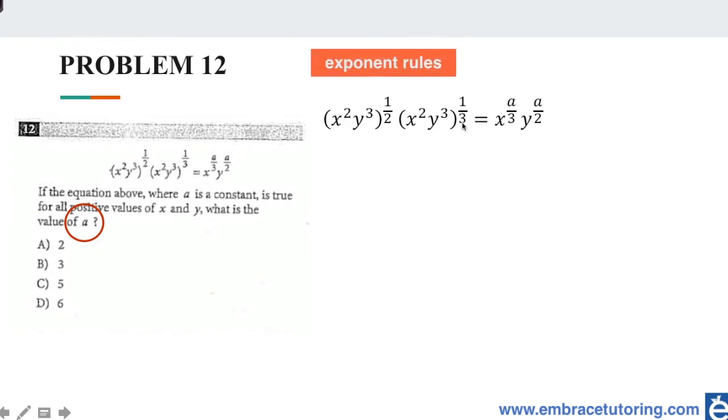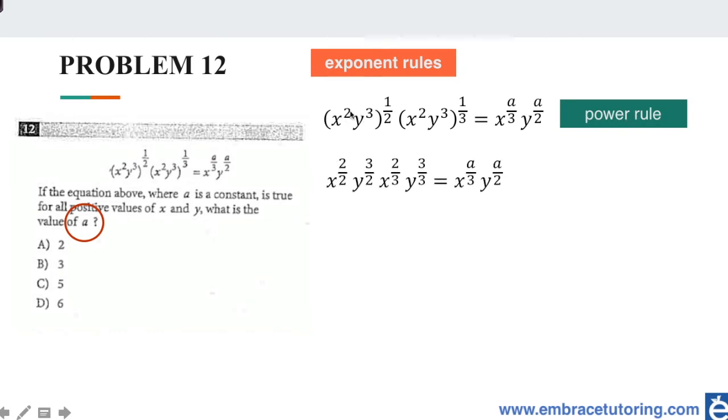And when I write this entire equation down, I have x squared times y to the third power to the 1/2 exponent, and then I have x squared y to the third to the 1/3 exponent equals x to the a over 3 times y to the a over 2. Now, I want to quickly remember that whenever I'm doing an exponent to an exponent, I want to follow what is called the power rule, which is I want to multiply these. So the x squared times the 1/2 will become 2 over 2, and the y to the third will become the 3 over 2. So 3 times 1, which becomes 3, and then over 2. So that's where I'm getting the y to the 3 over 2 from.